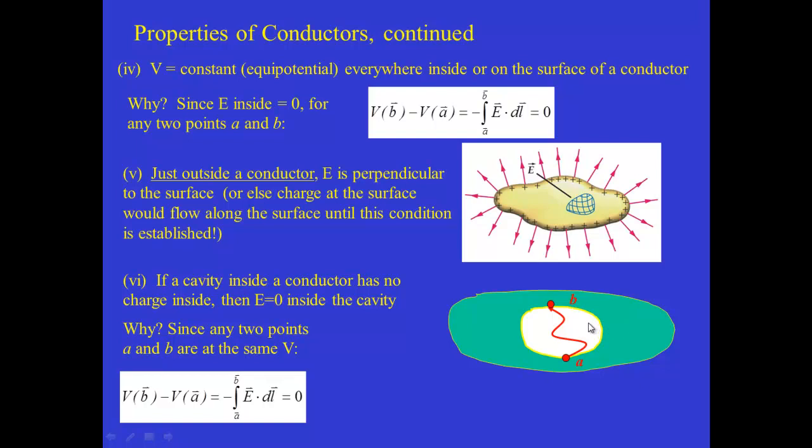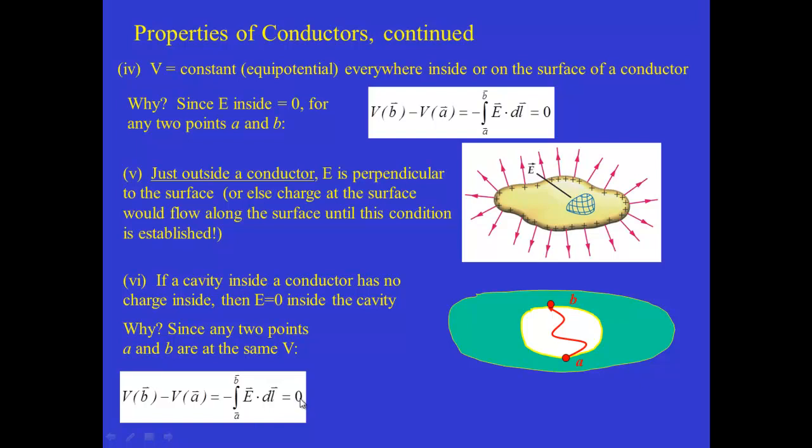What we don't know for certain is the nature of the electric field in the cavity. We know the electric field in the interior of the conductor is 0, but this cavity is empty space. So we don't know for sure what E is inside the cavity. However, we do know that A and B are at the same potential, so minus the integral E dot dl from A to B has to be 0.